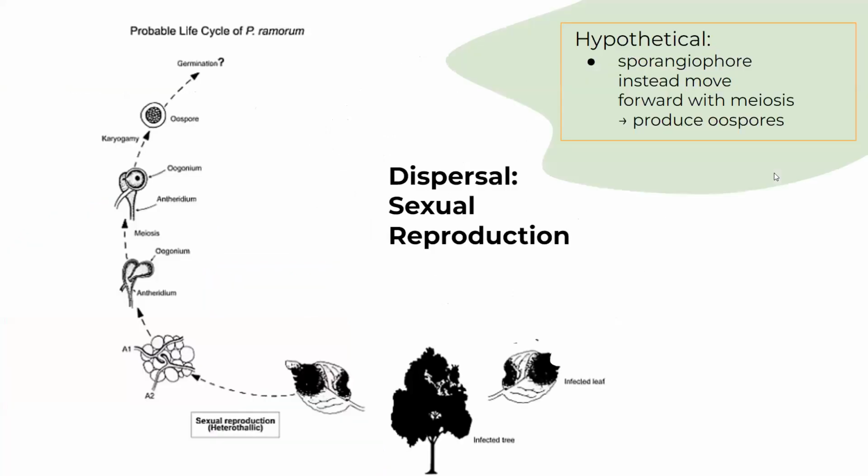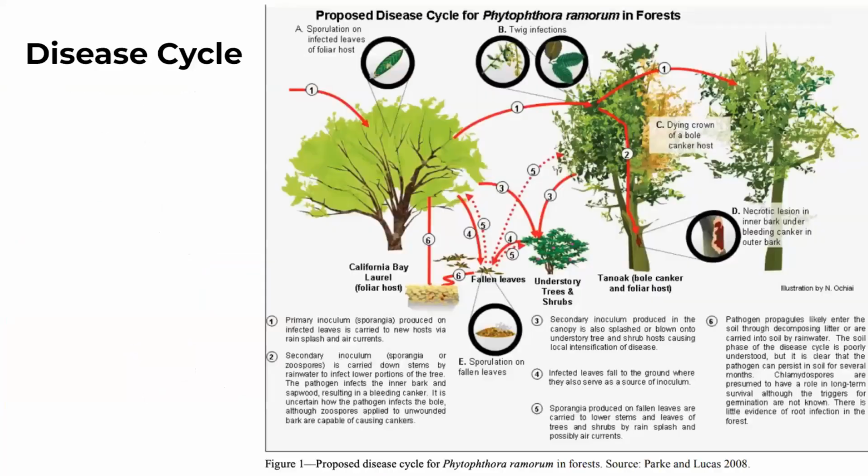There's also a hypothesized cycle of sexual reproduction that takes inspiration and inferences from the disease cycle of P. infestans. On the infected leaf, a separate structure called the oogonium undergoes meiosis to produce oospores. Now we will dive deeper by going more in depth about a proposed disease cycle for P. ramorum. This is how P. ramorum will affect tan oak.